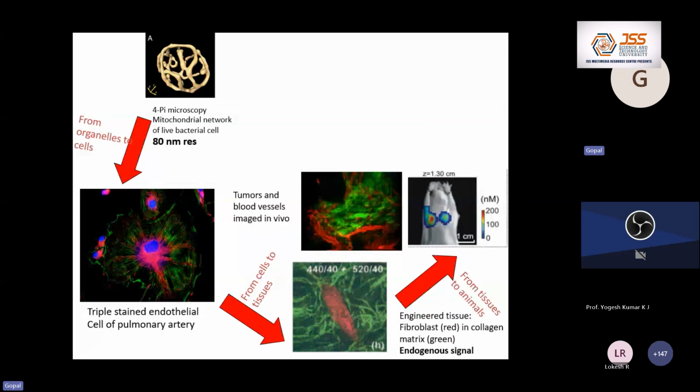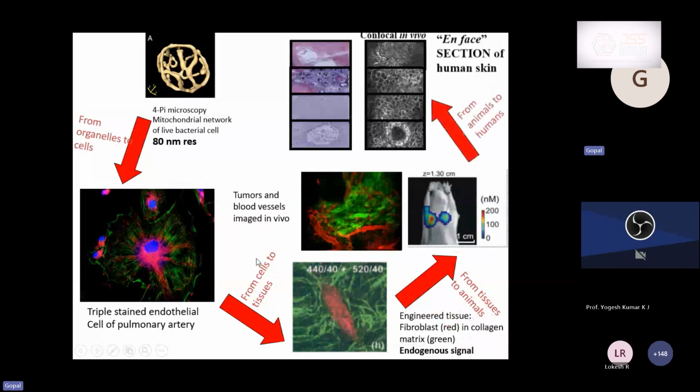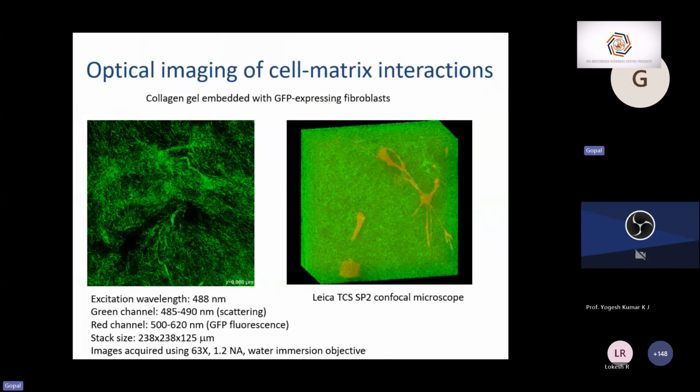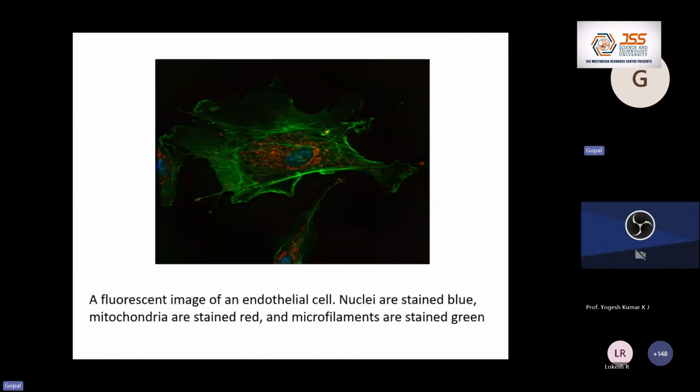Varieties, from cells to tissues, from tissues to animals, from organelles to cells. The resolution I'm talking about is 80 nanometer. It is coming almost near to that. In vivo, in vitro, they both can be done. Optical imaging of cell matrix, everything is possible with single photon.